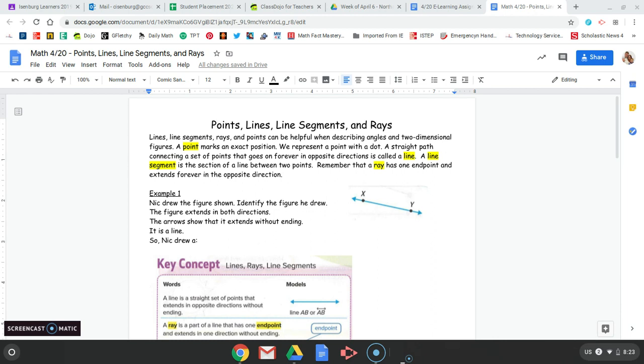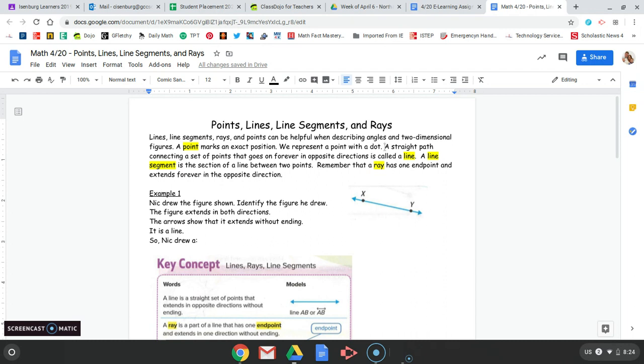So today we're going to be talking about some more geometric figures and some ways to label the parts of these figures. Okay. I'm going to start up here at the top where it gives you kind of an introduction to what we're going to be learning today. So it says line segments, rays, and points can be helpful when describing angles and two-dimensional figures. So that's saying this is how we can describe some of these shapes that we've been working with over the last week or so. A point marks an exact position, and we represent a point with a dot.